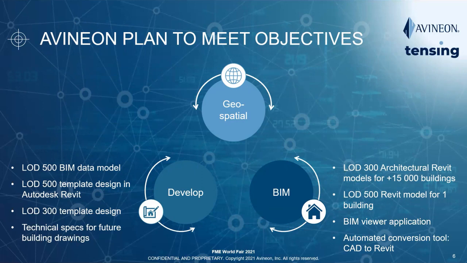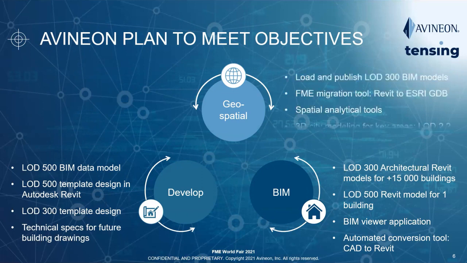I'm going to be showing you a bit of a workflow so you can see all that in a little bit. And then the geospatial elements. We loaded all of the LOD 300 BIM model data and published them to the web as multi-patch geometry scene surfaces. FME was used as well as a customized tool that we built for migrating from Revit to Esri geodatabase.